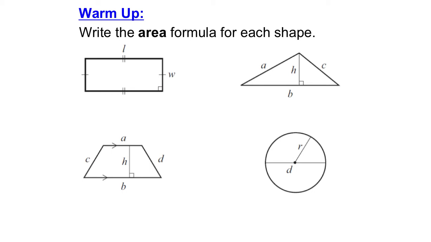Before starting the lesson, try this warm-up. Write the area formula for each shape. So we have a rectangle, triangle, trapezoid, and circle. I have some things labeled on each of these. See if you can remember the formulas for area. If you can't remember, look them up. Pause the video, try it, and then come back to see how you do.